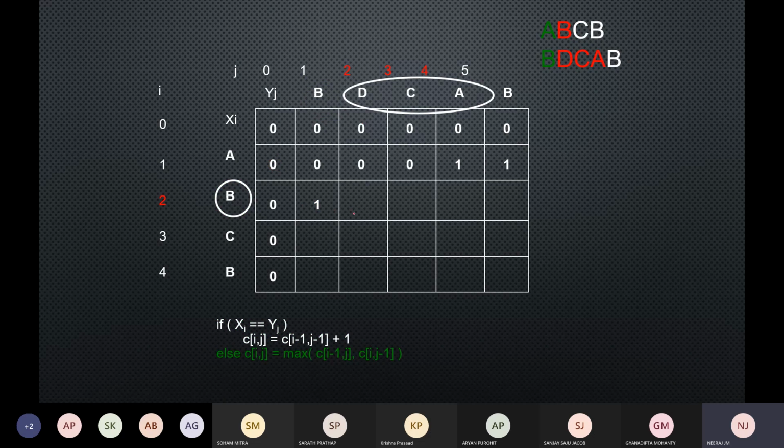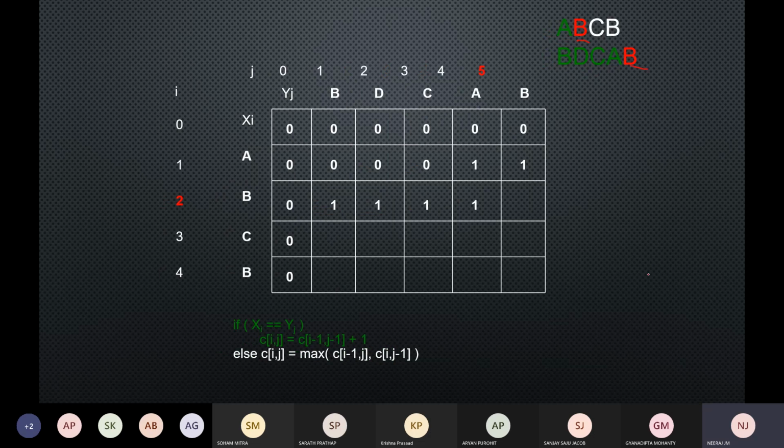Then we go towards the next ones. B and D, are they same? No, they're not same. So you find the max of the previous row, previous column, which is 1. B and C, are they same? They're not same. Find the max of previous row, previous column, which is nothing but 1. Then you take B and A, are they same? No. Find the max of previous row, previous column, which is 1 again. Then you go towards B comma B. Are they same? Yes, they are same. So what do you do in this case when they're same? Take the diagonal element and add 1. So your diagonal element is this, add 1 to this, so this becomes 2. As simple as that.